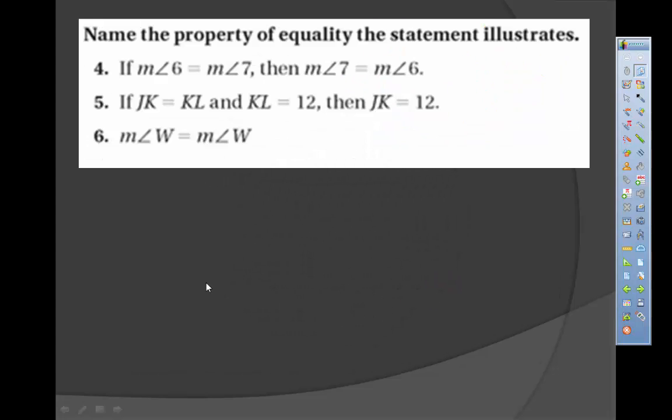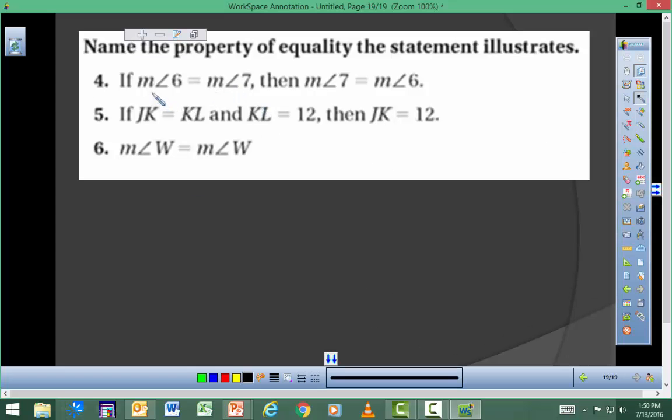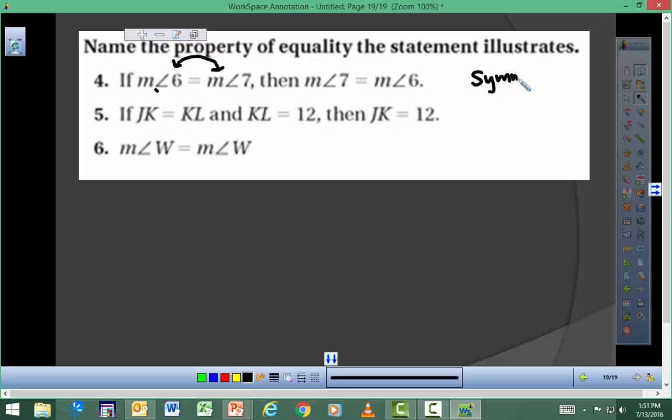Alright, so let's just practice a little bit with the new ideas that we had in this section. If we say angle 6 is equal to 7 and angle 7 is equal to 6, what did they do in this statement here? Didn't they just flip places? Well, if you remember, what's that called? That's called the symmetric property. When you switch places, symmetric property.